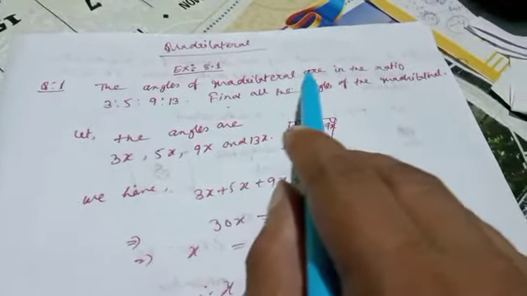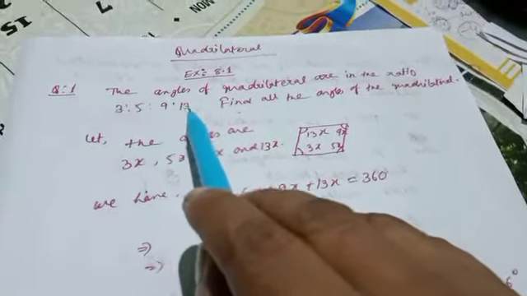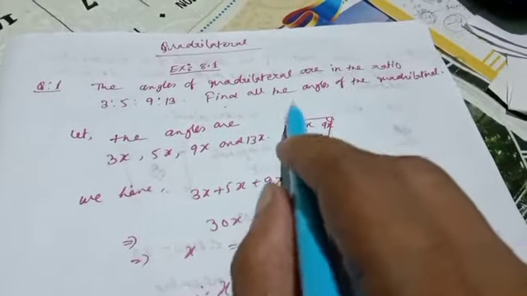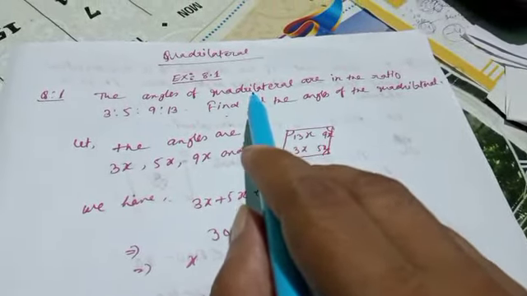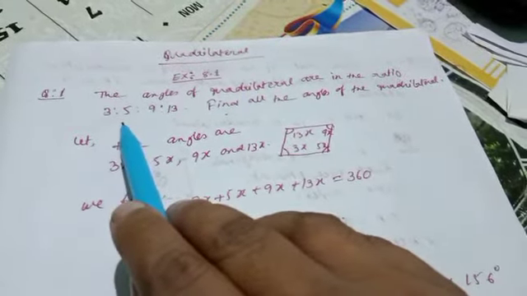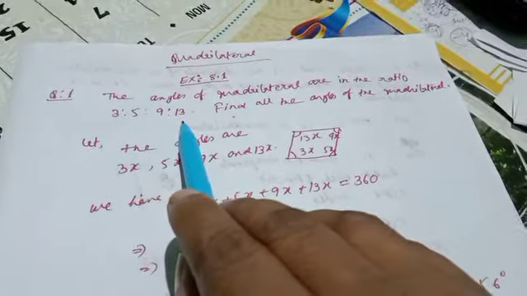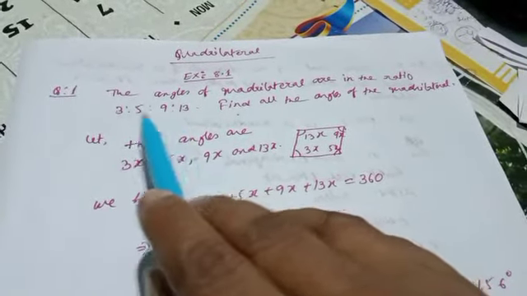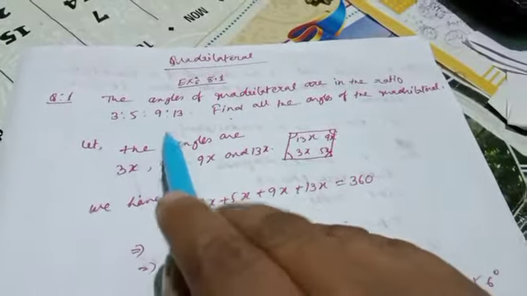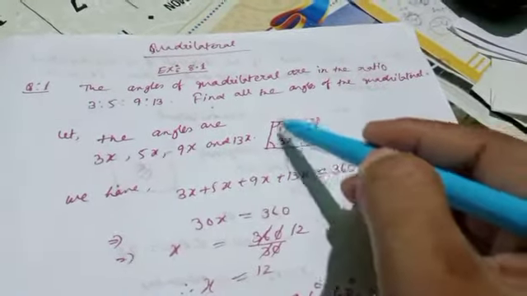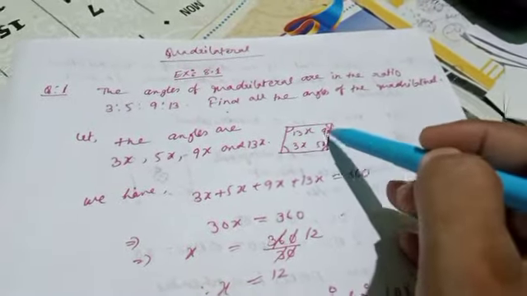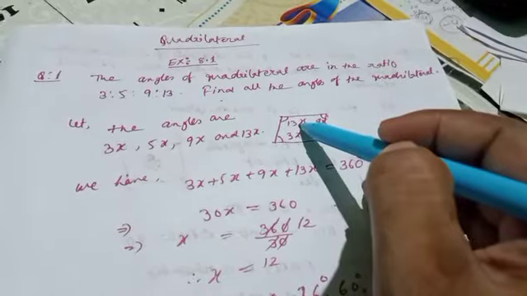The angles of a quadrilateral are in the ratio 3:5:9:13. Find all the angles of the quadrilateral. See, as we know, in a quadrilateral there are 4 angles, and the ratio of the 4 angles is 3:5:9:13. You need to find the measure of each angle. This is the ratio, so let the angles be 3x, 5x, 9x, and 13x. Suppose this is the rough figure: this angle is 3x, this angle is 5x, this one is 9x, and this one is 13x.